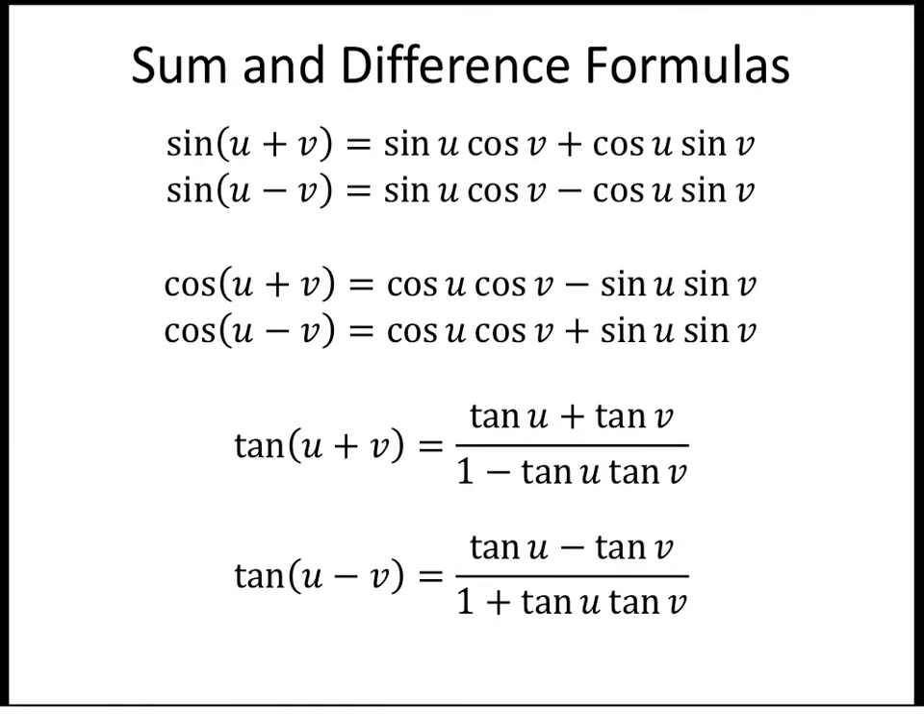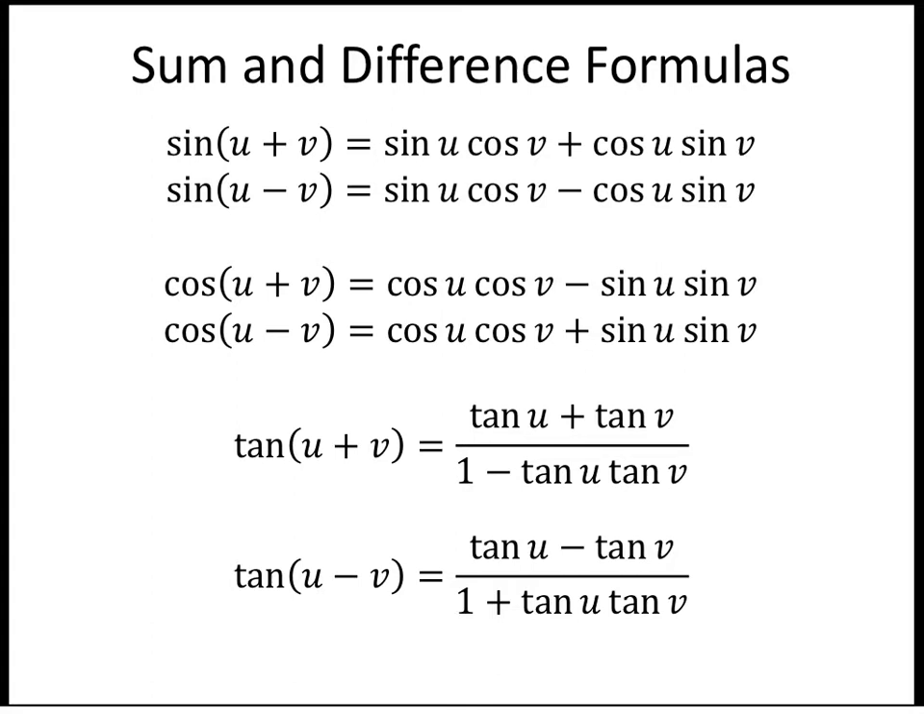Now let's go on to the cosine sum and difference formulas. Here we have cosine of u plus v equals cosine u cosine v minus, so the signs are opposite in this one, sine u sine v. And then we can see that the minus version of this also flip-flops.